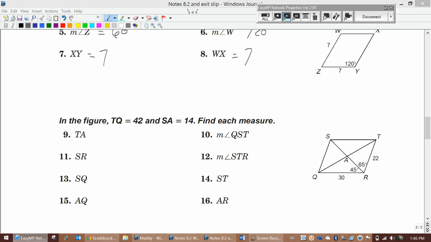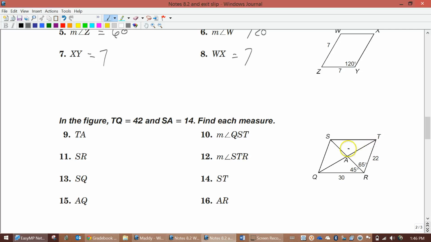So I'll do the side measurements first. TQ being 42. SA, I'm going to do that in a different color. It's kind of hard to see since they overlap. SA being 14. TA would then be half of 42, right? Because the diagonals bisect each other. If QT, the whole diagonal, is 42, half of that is 21. SR is twice the size of half of the diagonal, so it'd be 28.